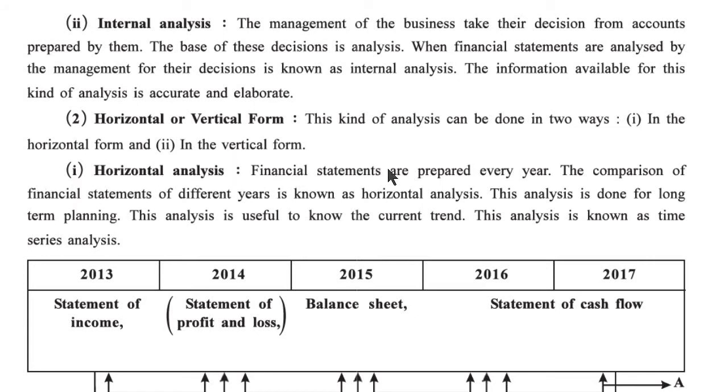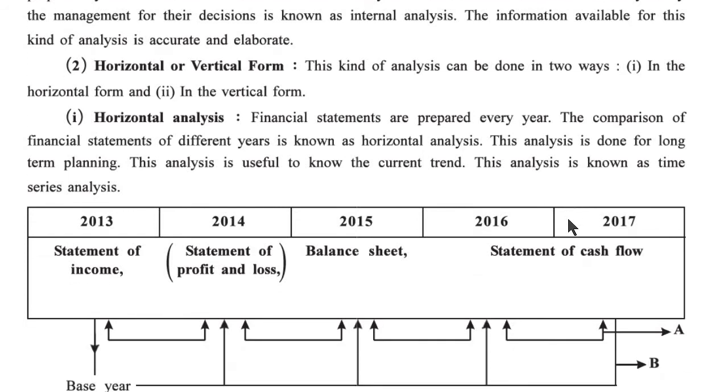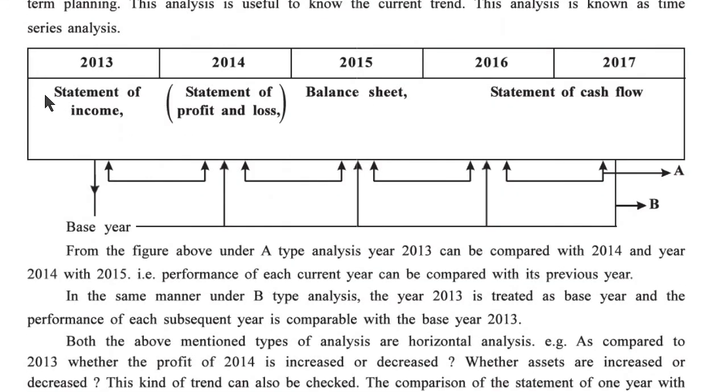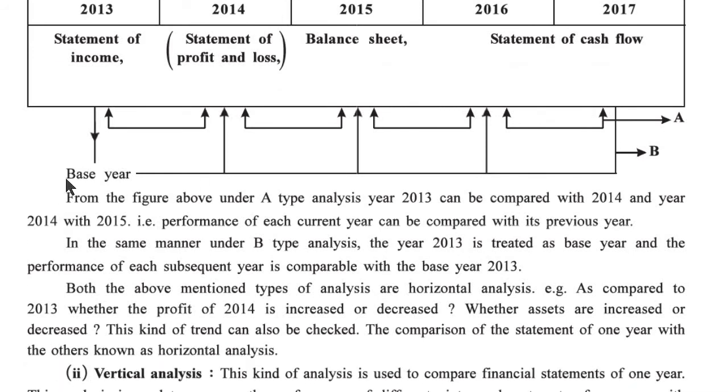Horizontal analysis. Financial statements are prepared every year. The comparison of financial statements of different years is known as horizontal analysis. This analysis is done for long-term planning. It is useful to know the current trend. This analysis is known as time series analysis. Consider the statement of income, statement of profit and loss, balance sheet, and statement of cash flow for 2013 to 2017, with a base year, under types A and B.